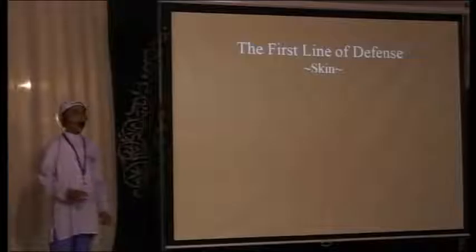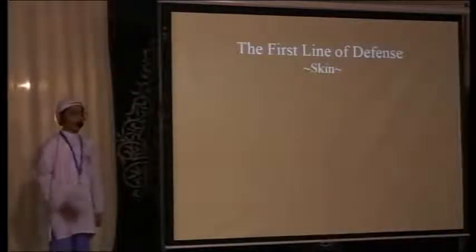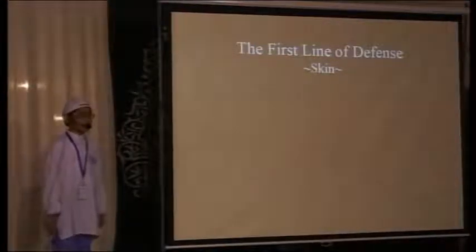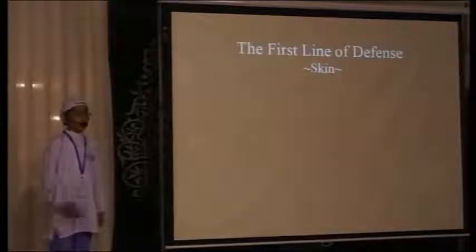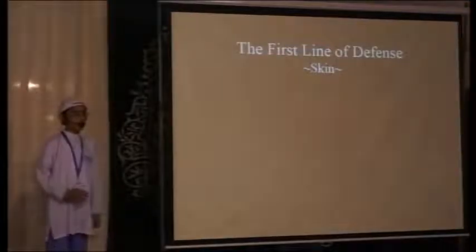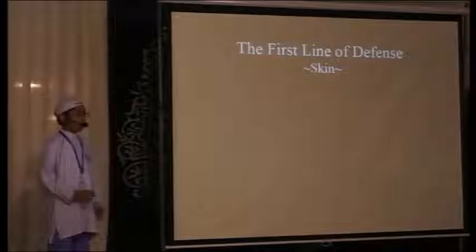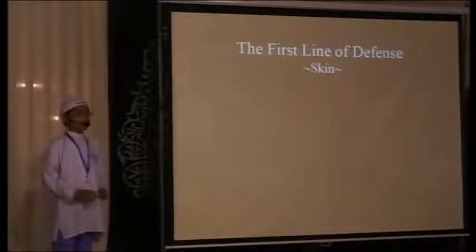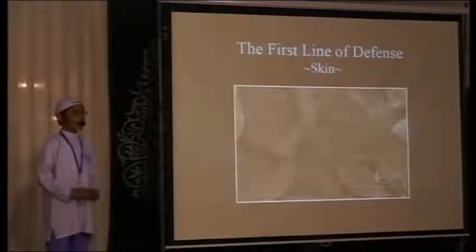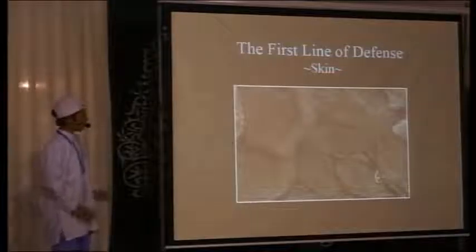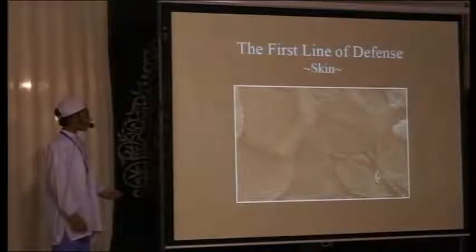There are 3 lines of defense in our immune system. We will discuss one by one. The first line of defense, skin. The dead outer layer of our skin, known as epidermis, forms a shield against invaders, secreting chemicals that kill potential invaders. This is the microscopic example of epidermis.